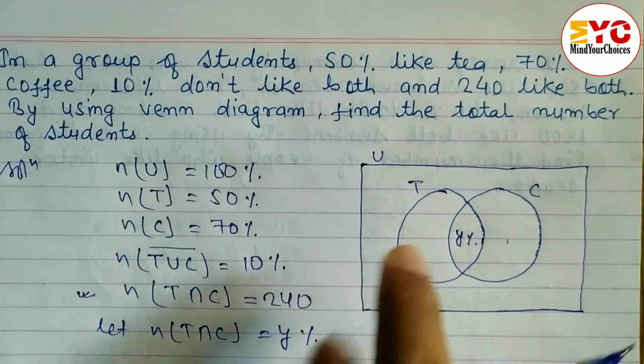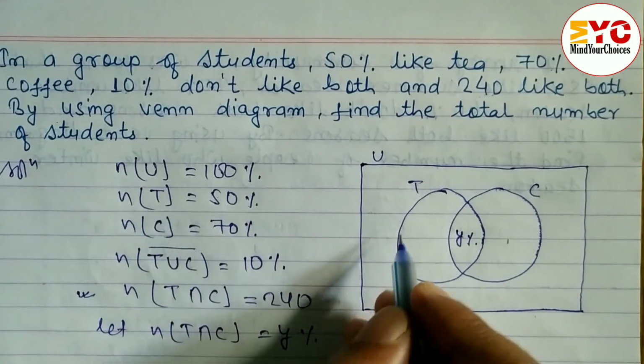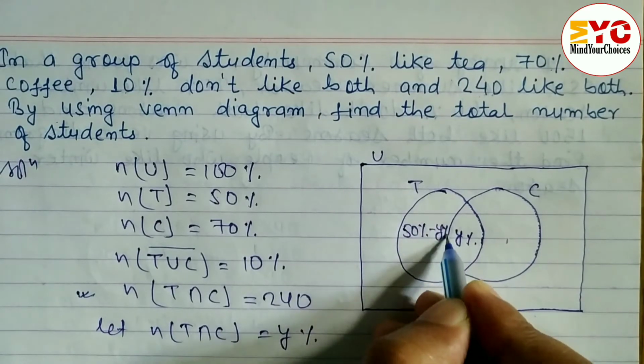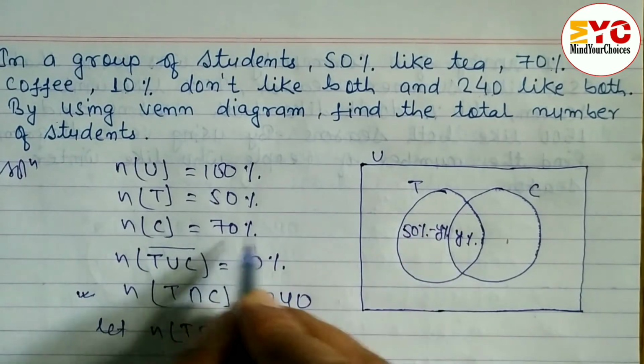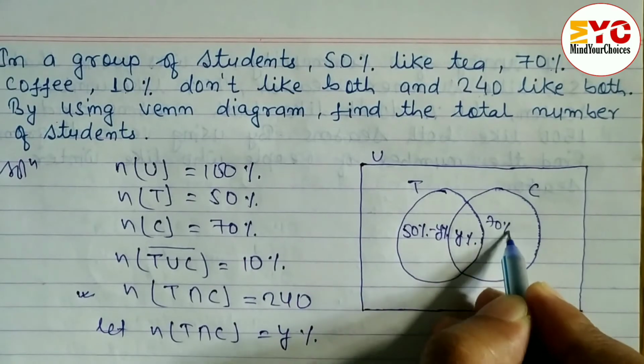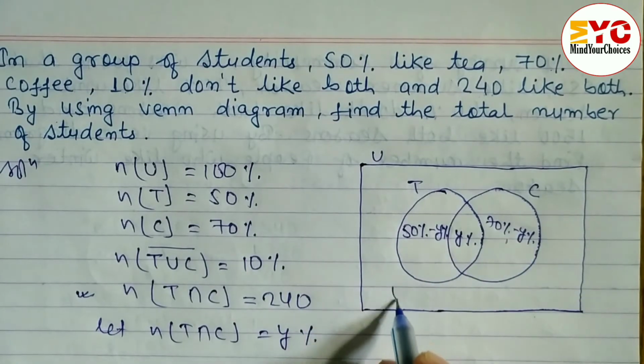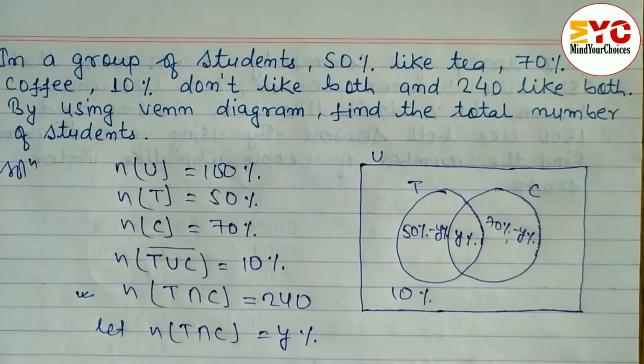So how much is given here for T? 50%. So what do we have to write here? 50% minus y percent. Similarly, C is equal to how much? 70%. So we can write here 70% minus y percent. Outside, how many students do not like either? 10%. So we write down here 10%.